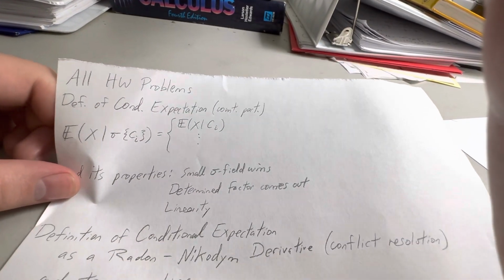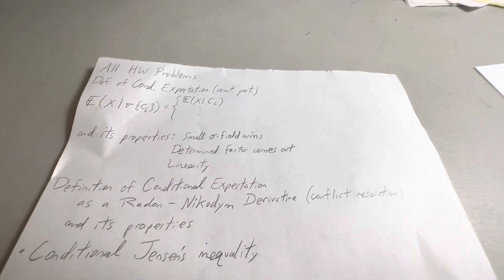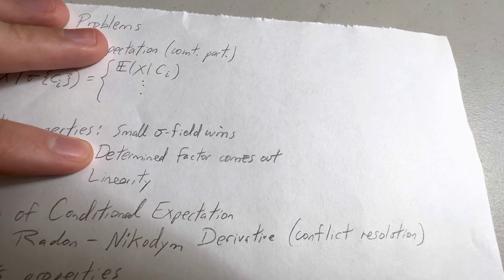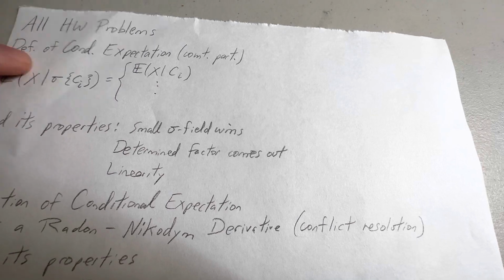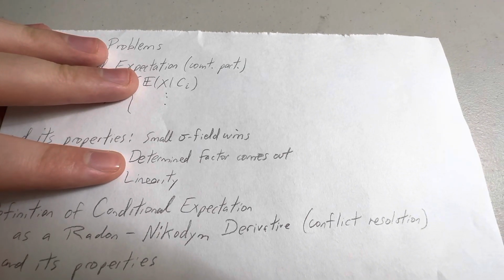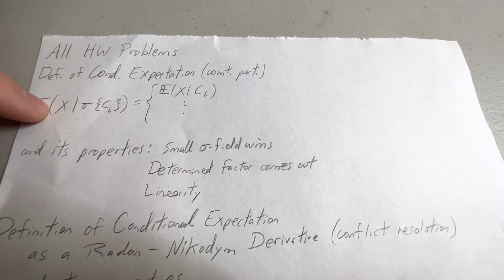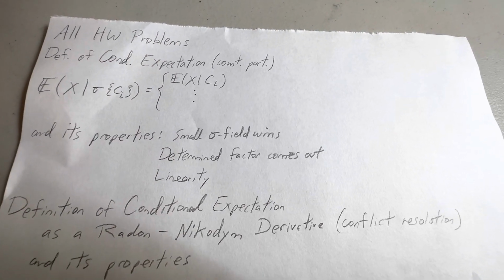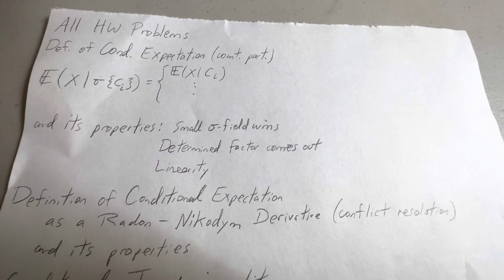So I need to know this definition and the properties that follow from it, which means we need to know the properties: small sigma field wins, determined factor comes out, and linearity. Linearity just means that if you have a sum or difference here, you can split it up into two pieces. Small sigma field wins means that if I take this random variable over a larger sigma field, it will reduce to the smaller sigma field case.